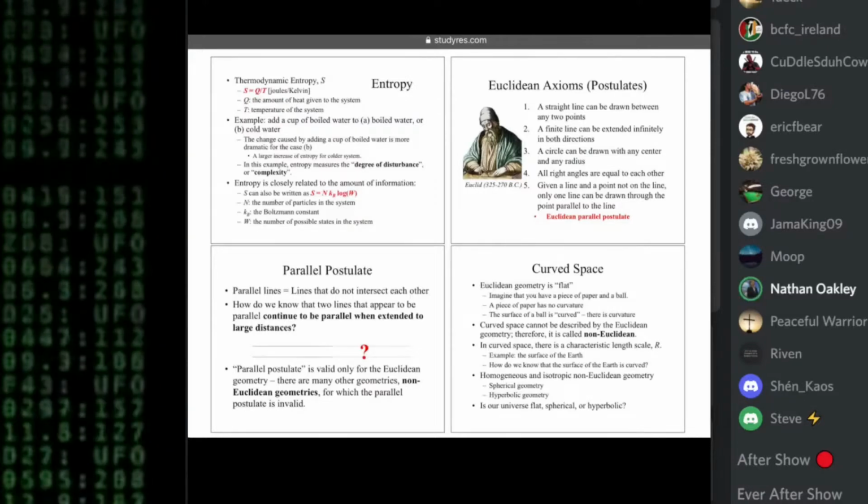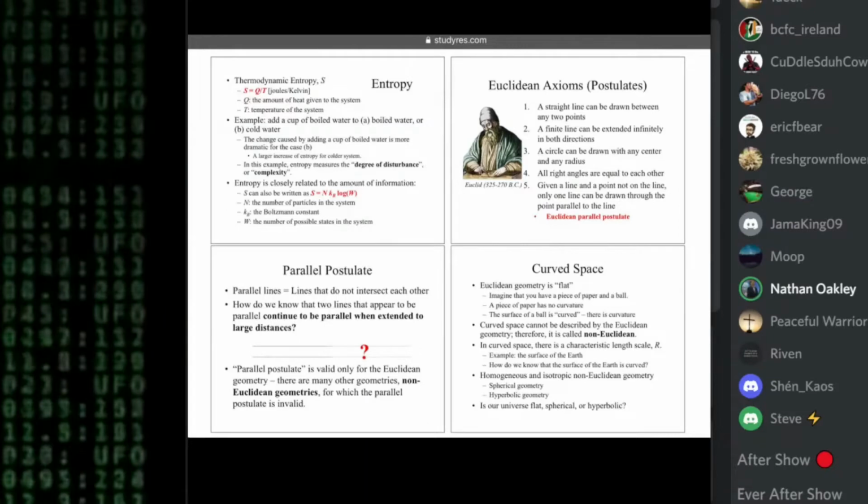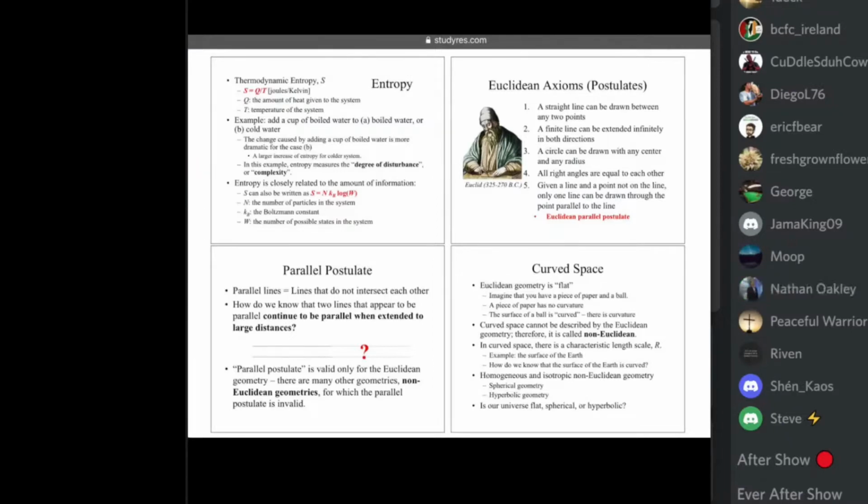Now that's Euclidean geometry, a circle, a nice flat 2D shape. Number four, all right angles are equal to one another. And number five, given a line and a point not on the line, only one line can be drawn through the point parallel to the line. That is the Euclidean parallel postulate.